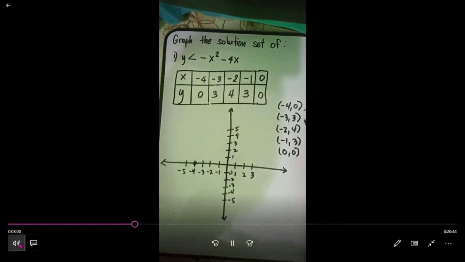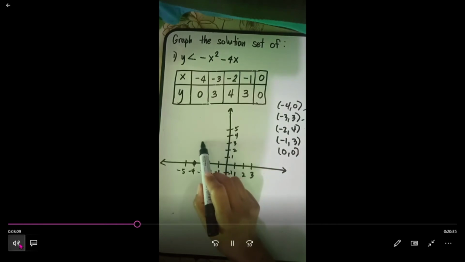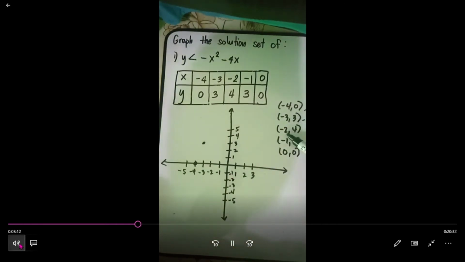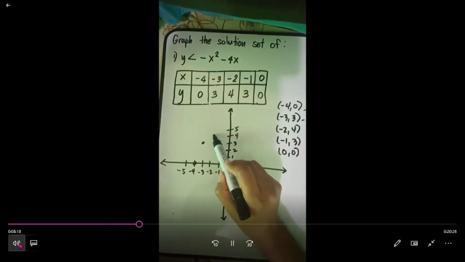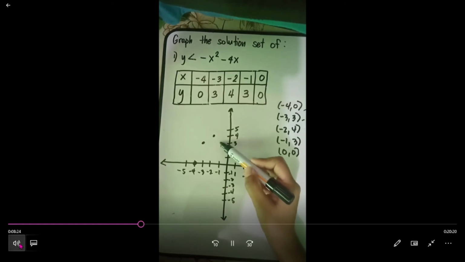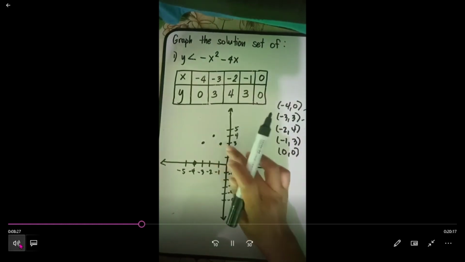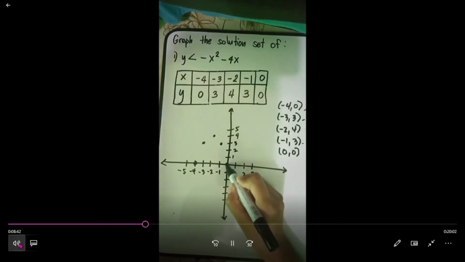Next is, we have -3, 3. So, dito siya sa quadrant na to. Okay, next, we have -2, 4. Okay, we have -1, 3. Mas maganda talaga pag ang gagamitin ninyo is graphing paper para mas accurate yung pag-draw natin ng graph or pag-plot natin ng mga points. Then, next is 0, 0. So, nasa origin siya.